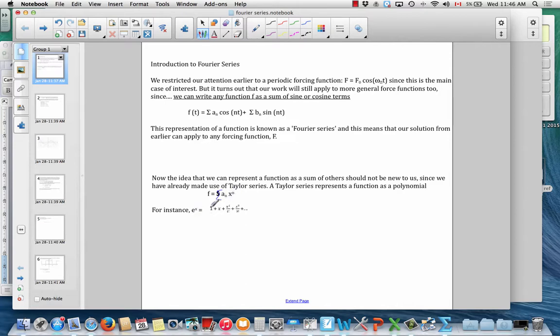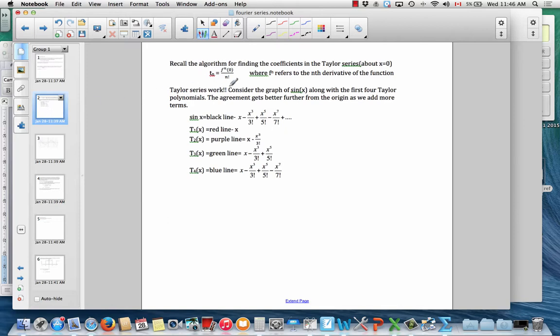For instance, e to the x, its Taylor series expansion is 1 plus x squared over 2 factorial plus, etc. And the algorithm for finding each of those terms is known. It's just the nth derivative evaluated at the point a. Well, okay, if you're doing a Maclaurin series about 0, then you evaluate it at 0, and you divide by n factorial. And this process actually works.